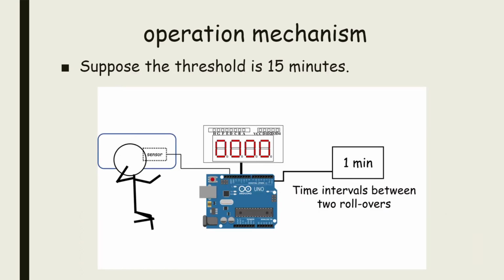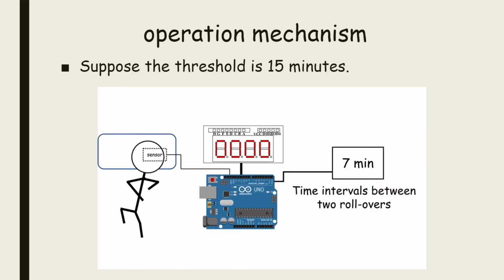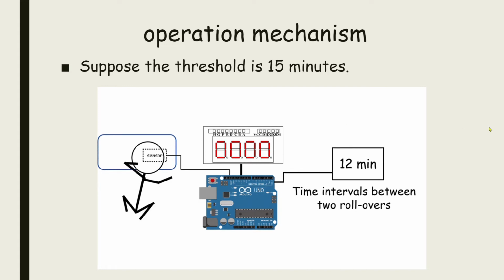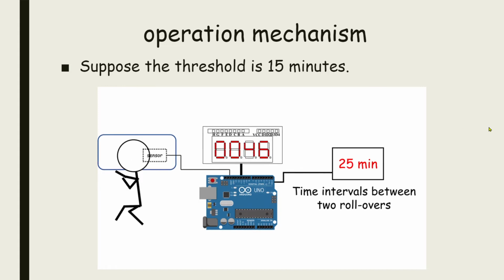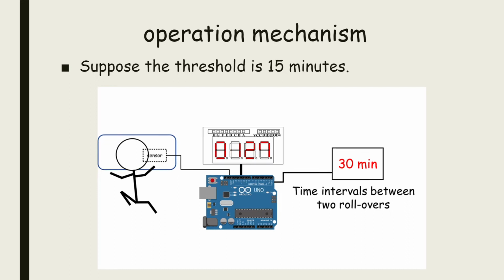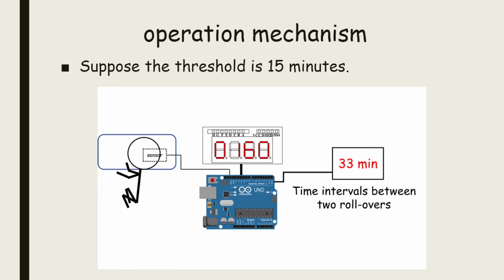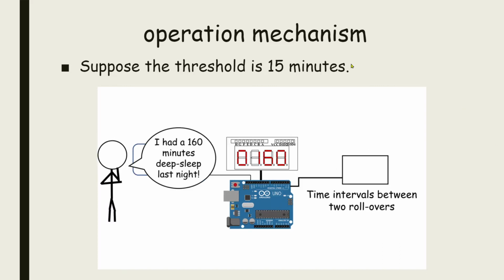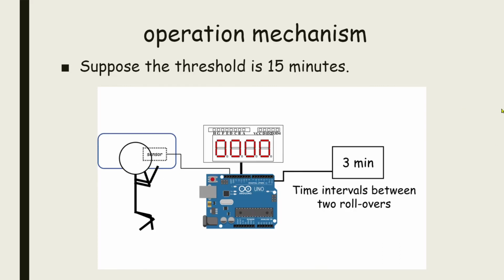We have a 7-segment display, and it only displays deep sleep time. Once the time interval is in deep sleep, it will be displayed on the 7-segment display, and it is cumulative. This is the animation to simulate our project.